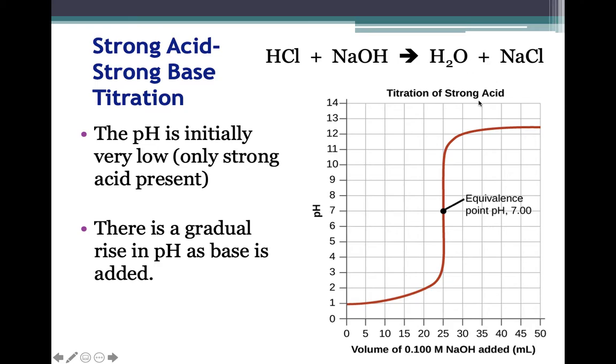And so we would look, here is the top of where it's changing. Here is the bottom of where it's changing. And so we would subtract those two and then divide it in half. The amount of base added at the equivalence point is 25 milliliters. If I know the milliliters and the molarity of our NaOH, we can calculate the moles of NaOH. Once we know the moles of NaOH, we would know the volume that we added of HCl, and we could calculate the molarity of the HCl. And typically that's one of the things that I'm going to ask you to do.